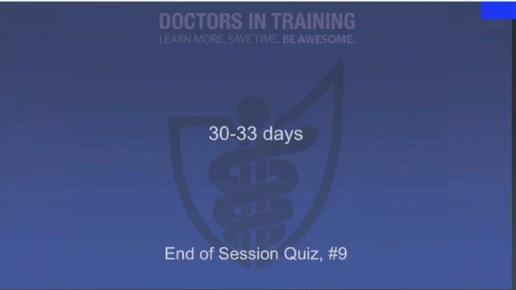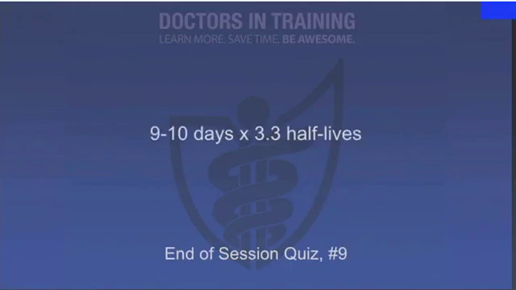Levothyroxine, the treatment for hypothyroidism, has a half-life of 9 to 10 days when a patient is in a hypothyroid state. How long will it take to arrive at 90% of its steady-state concentration? Well, the answer is about 30 to 33 days. So how did we get to that? Well, for 9 to 10 days times 3.3 half-lives, which is the number of half-lives to reach 90% of steady state.